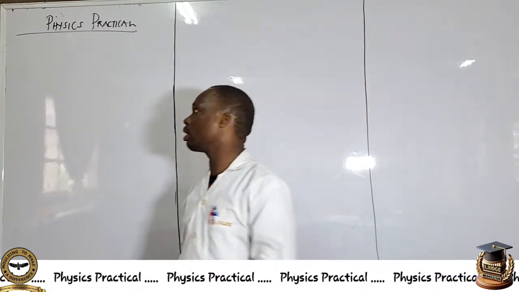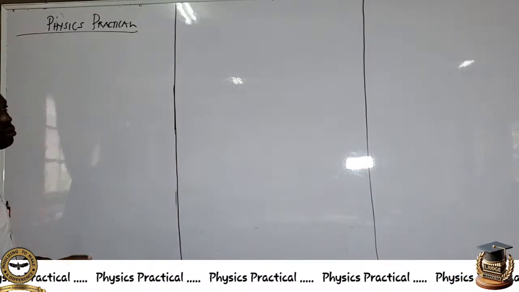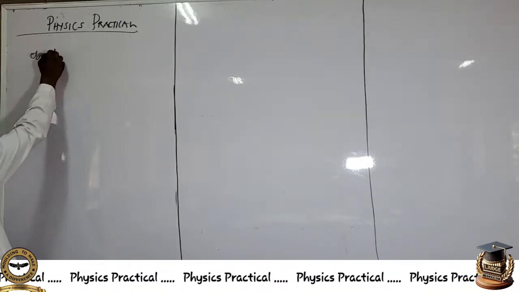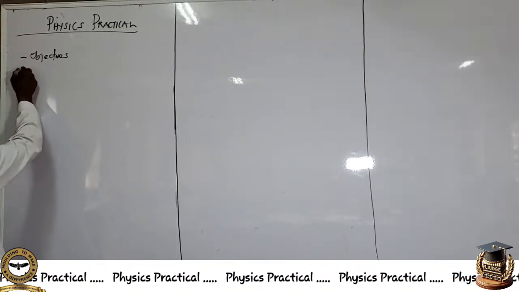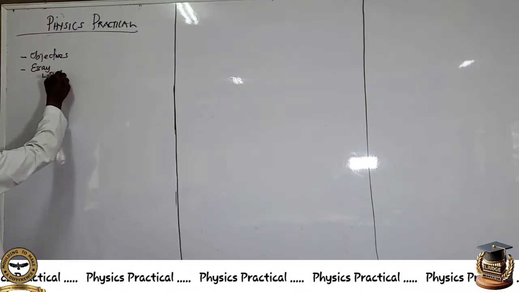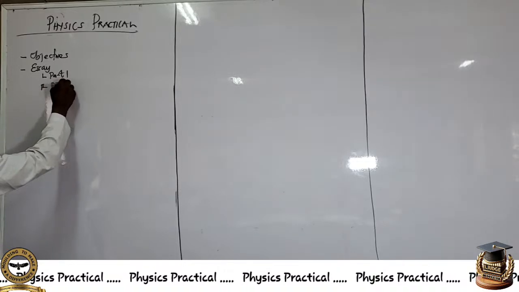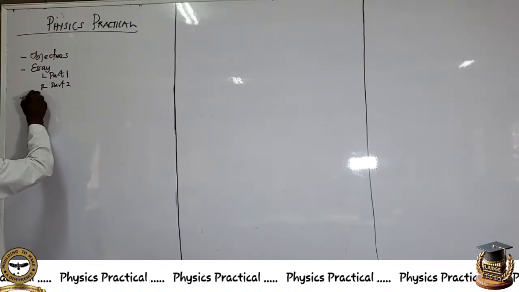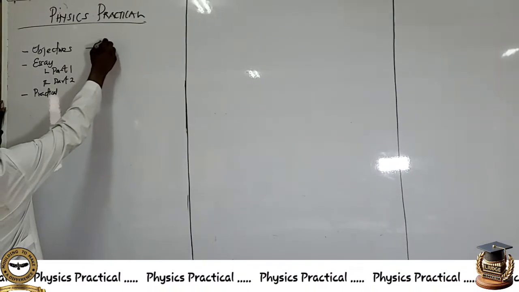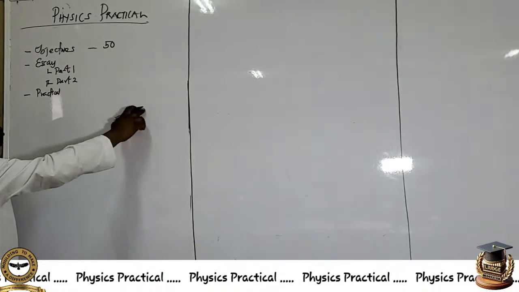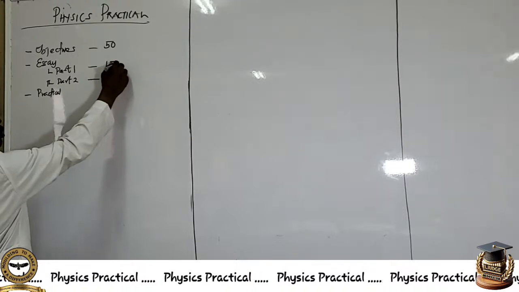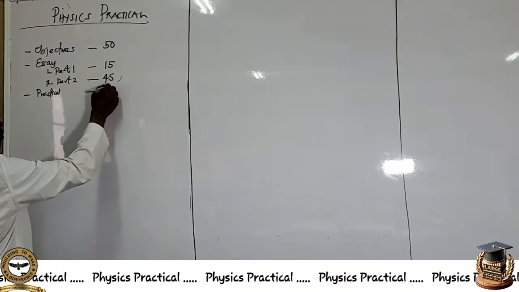And we have to also know that in the physics exam, SSC exams, we have the objective part, the objectives, then the essay, which has part 1 and part 2. We also have the practical. In the objective, this is 50 marks. There are 50 questions for 50 marks. The part 1 has 50 marks. The part 2, 45 marks, making a total of 60 marks. Then the practical, 50 marks.